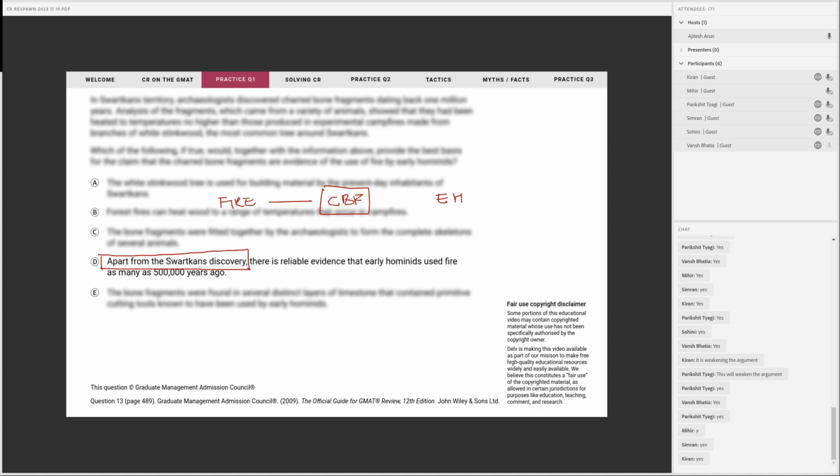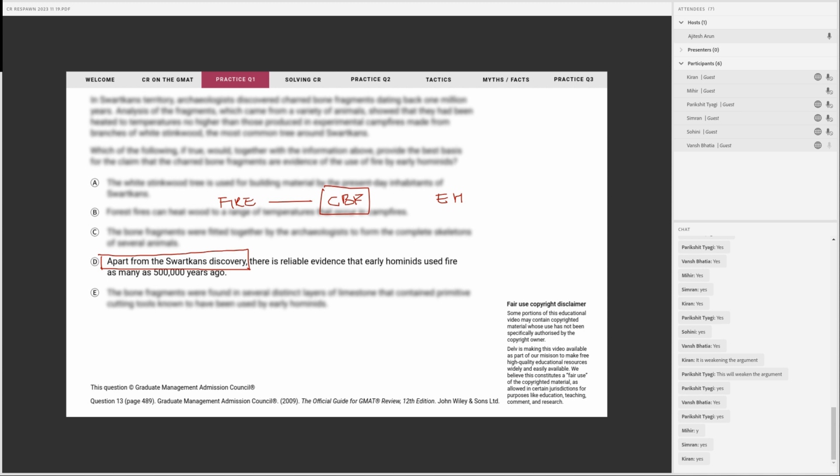So if an option starts by saying apart from the Swartkans discovery, you're not going to get very strong evidence that links the charred bone fragments to early hominids. The reason for that is simple: the charred bone fragments were the Swartkans discovery. So the question is very specific. It doesn't want you to just show that early hominids used fire. It wants you to use those charred bone fragments to establish that they used fire.